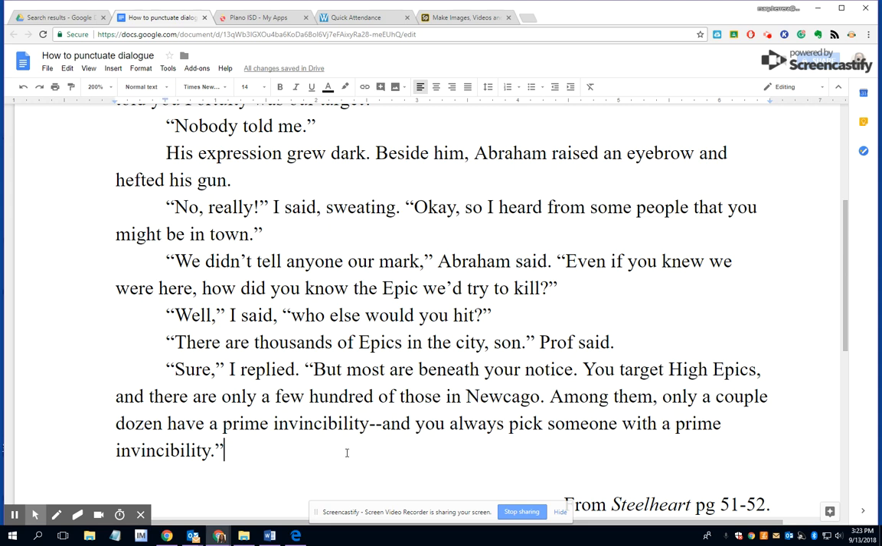If there's ever any doubt, you can always ask your teacher, or you can look at a book. And most good published novels will have correct punctuation and capitalization and spacing. So pay attention to the spacing as well. No space after the opening one. You do need a space after the closing. Okay, so you can always look in a book and see how they do it, and then you can mimic that.